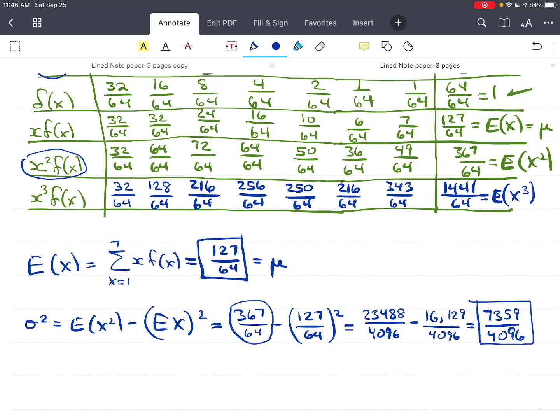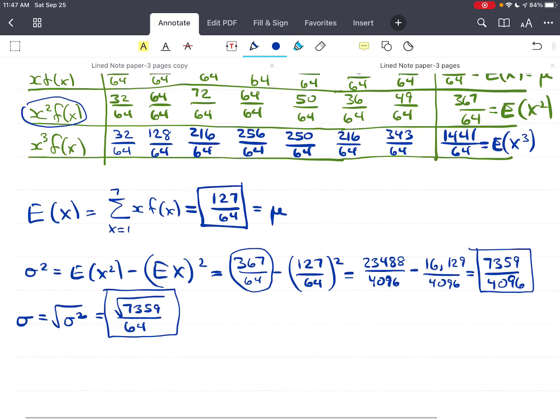Now, I've been asked for sigma. That's the square root of sigma squared. We know that this is 64 squared in the denominator. So this is simply going to be 64, and then this will be the square root of 7359. All right. So I believe we were asked for sigma, not sigma squared. So that's the answer to that.